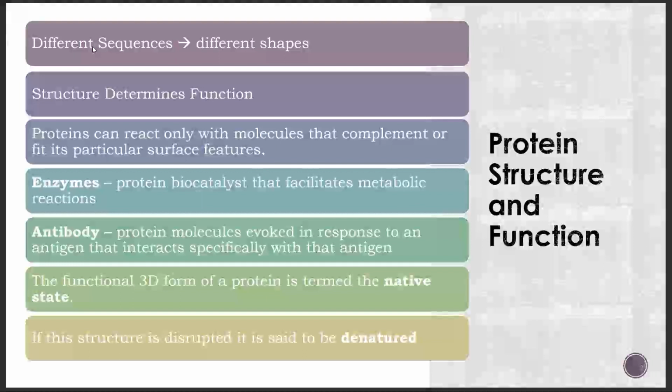The functional 3D form of a protein is known as its native state, or its intended, very basic, planned state. If the structure is disrupted, be it from something like a change in pH, a change in temperature, maybe it's been mutated, any of these disruptions would be said to have denatured the protein.